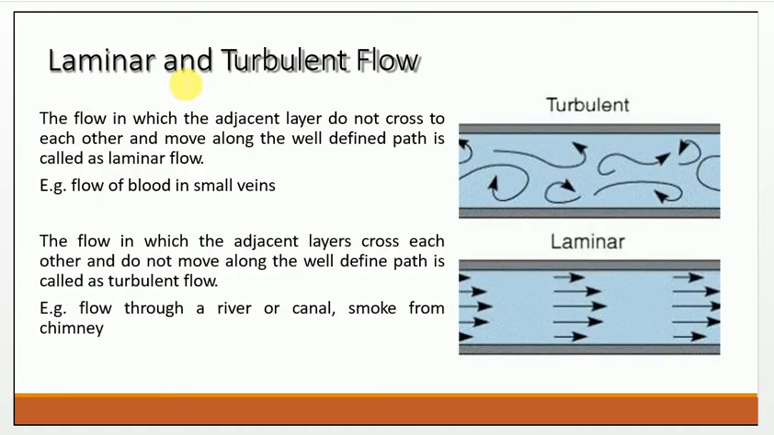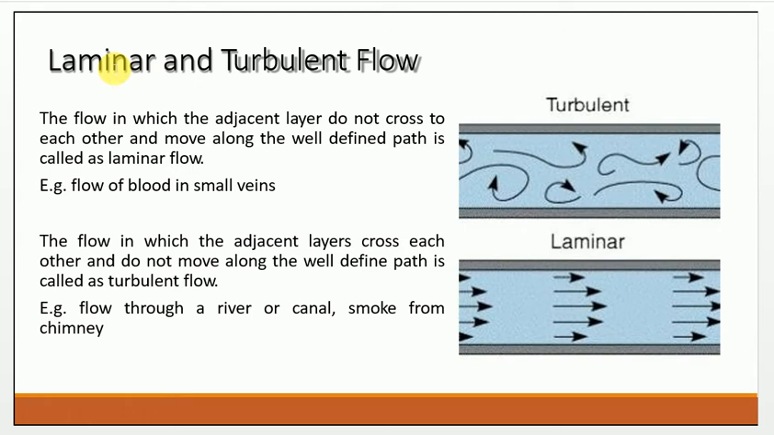The next type is laminar and turbulent flow. The flow in which the adjacent layers do not cross each other and move along a well-defined path is called a laminar flow. The name laminar denotes lamina, in the sense of layer by layer. So the flow moves layer by layer, and the adjacent layer and the layer next to it will not merge or cross over. So we call it a laminar flow.